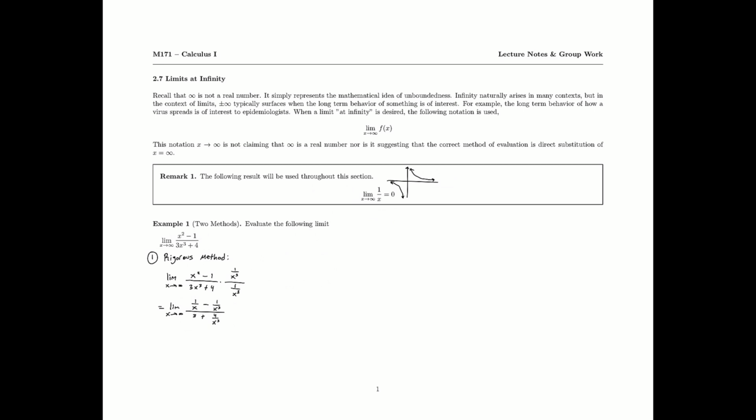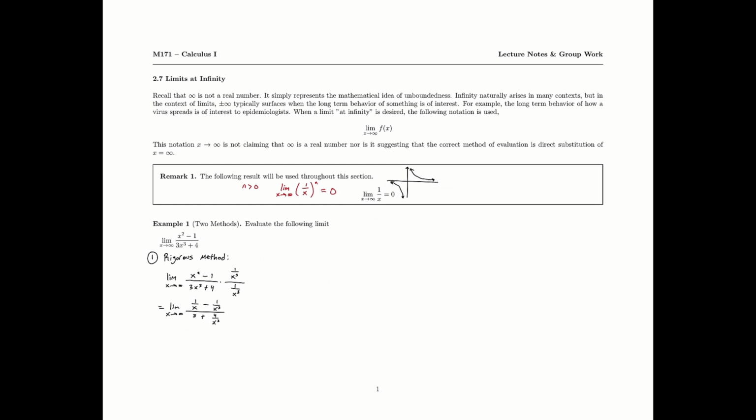Now, based on this remark up here, that the limit of 1 over x as x goes to infinity is equal to 0, and using the limit law that the limit as x goes to, let's say, anything really, but let's say infinity of 1 over x to the n for any power n greater than 0 equals 0.